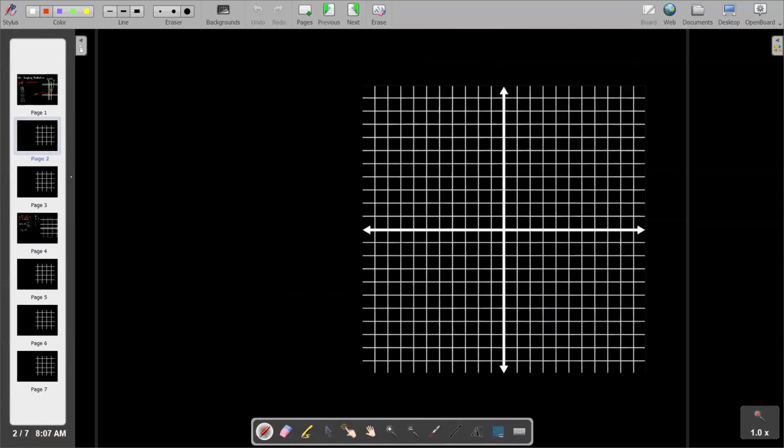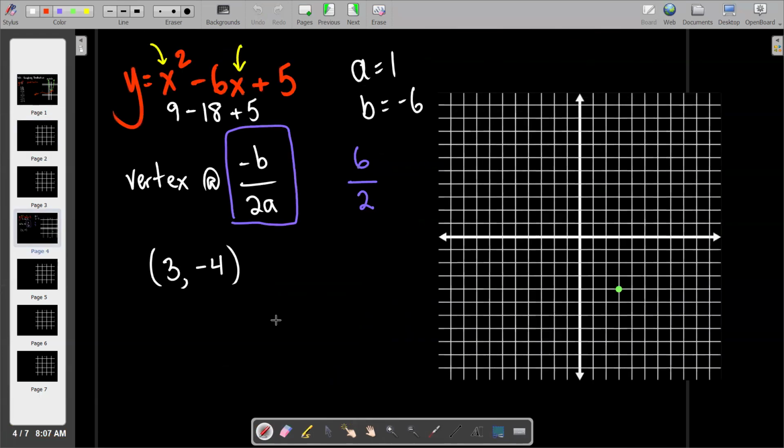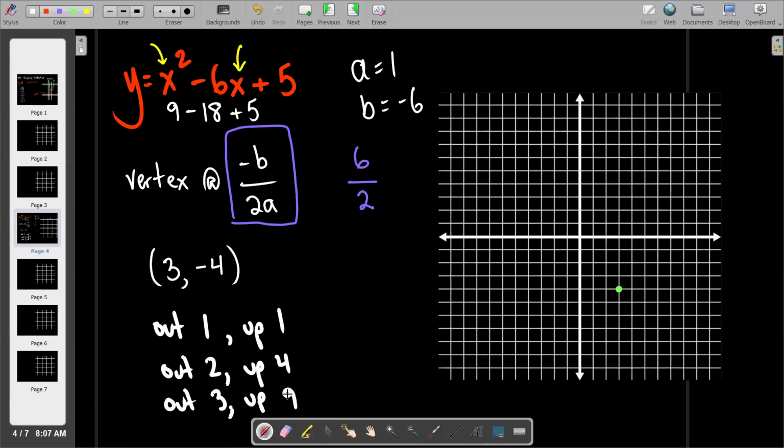So back to this other page. What we want to see about this is that the relationship is if we go out 1, we go up 1. If we go out 2, we go up 4. If we go out 3, we go up 9. Notice I'm not saying right or left. The reason I choose the word out is because I'm going both right and left. Parabolas have that mirroring characteristic. So going out is my way of saying go left and right.